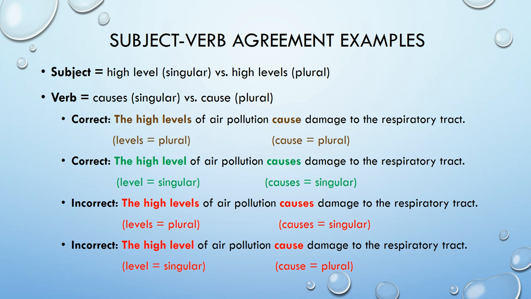All right, so looking at the examples here, you have two correct examples and then two incorrect examples, and they're basically the opposite, right? So the correct example, the high levels of air pollution cause damage to the respiratory tract. So high levels, plural, so the verb form cause needs to be plural. The second example in green, the high level of air pollution causes damage to the respiratory tract. High level is singular, no S on it. So causes needs to be singular.